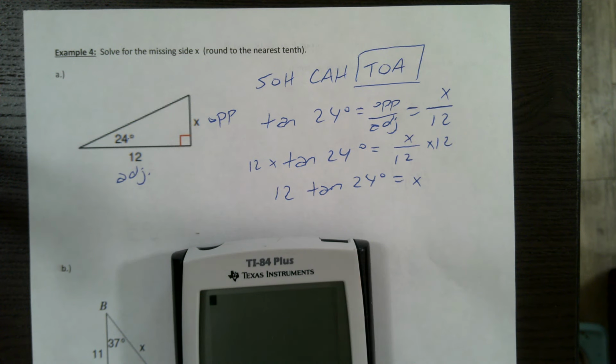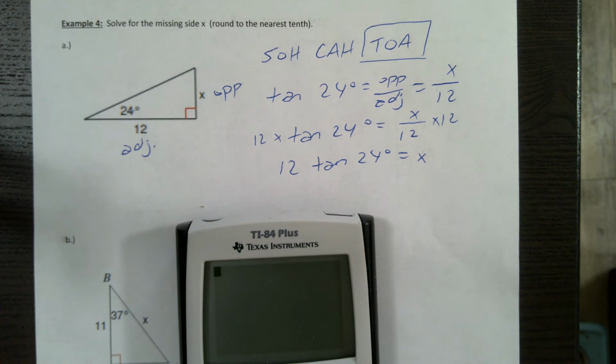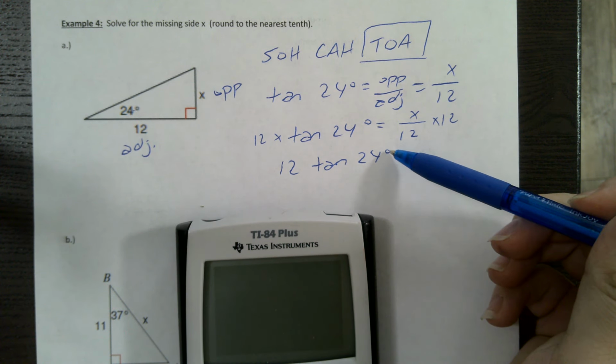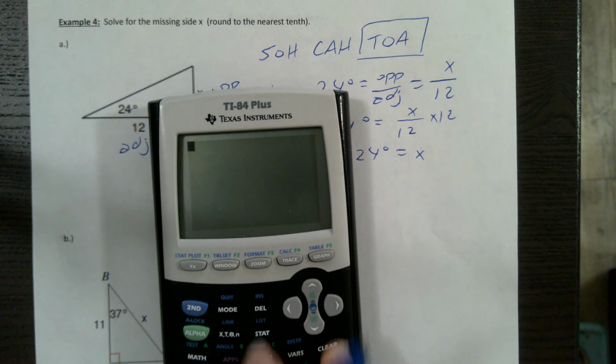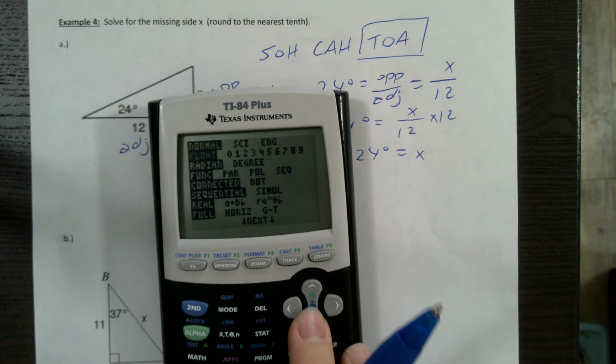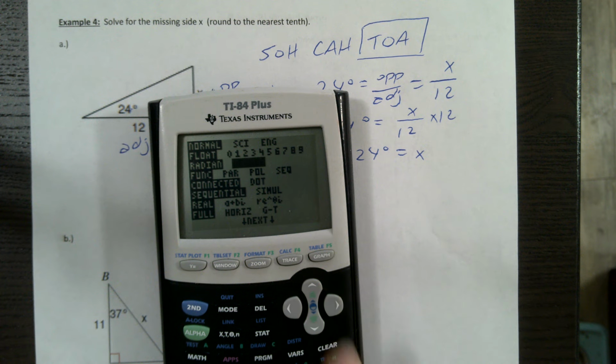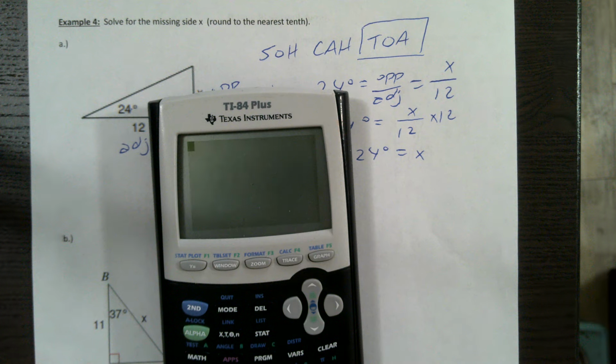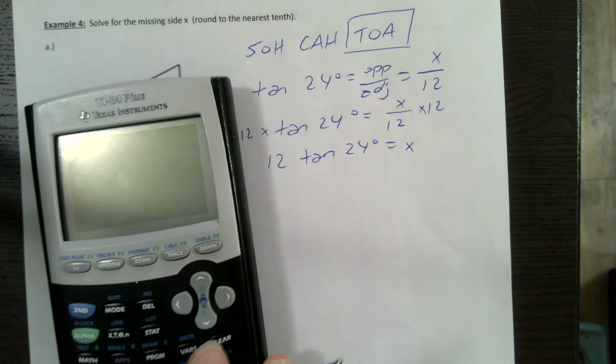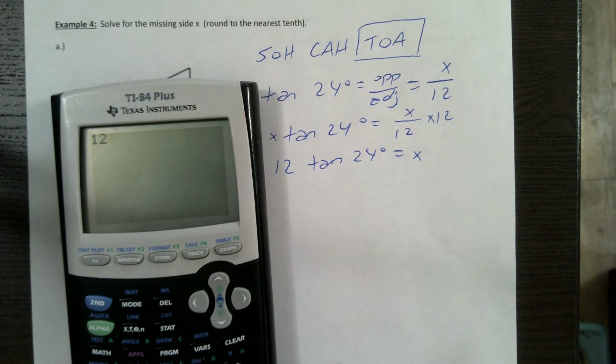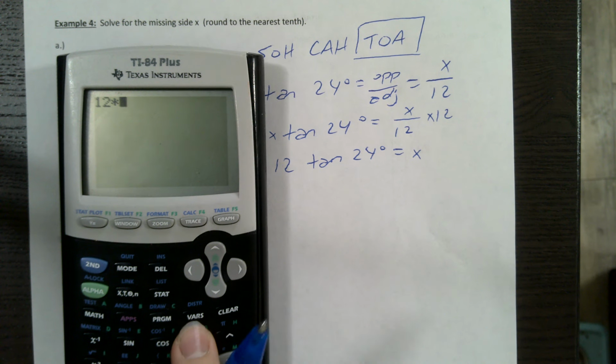So now I'm going to find x by putting this into my calculator. Before I do that, I need to make sure my calculator is set to degrees, because as you can see here, we're working with degrees. So I'm going to go to mode, and then down to the third row, and hit degree. Then I'll go back to my main page, and I will type in 12 times tangent, my tangent button's right here, of 24. And since our calculator is set to degrees, it knows that 24 means 24 degrees.